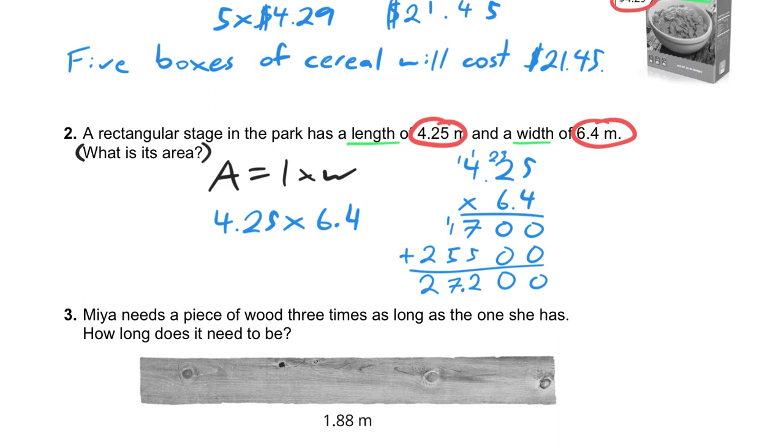This number would be close to 6. So 4 times 6 is 24 meters squared. But since this is more than 4 and this is more than 6, I would expect our area to be more than 24 meters squared. So now I'm fairly confident about my answer.